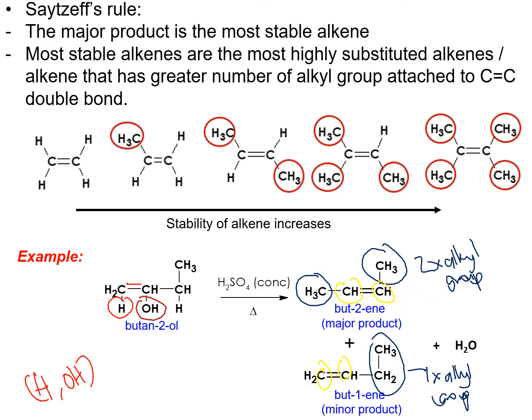Okay, so you need to remember that lah. Bila you nak buat dehydration of alcohol, kalau dia ada dua possible alkenes yang dia boleh buat, you need to make sure yang the major product ni will be the most stable alkene. How do you know that it is the most stable alkene? Dia adalah carbon double bond yang dikelilingi dengan banyak alkyl group ataupun it is the most highly substituted alkene. Okay, so remember lah Saytzeff's rule ni ya.